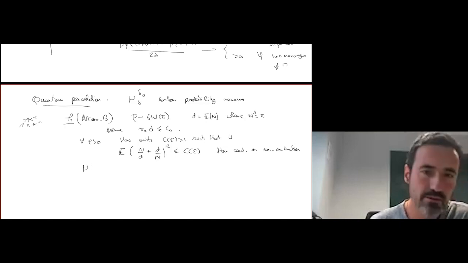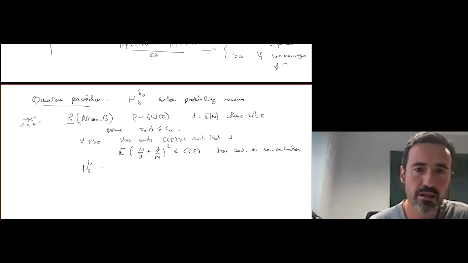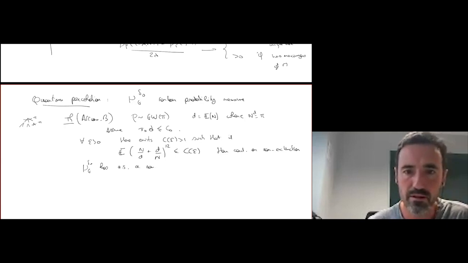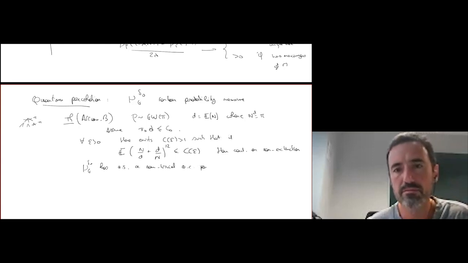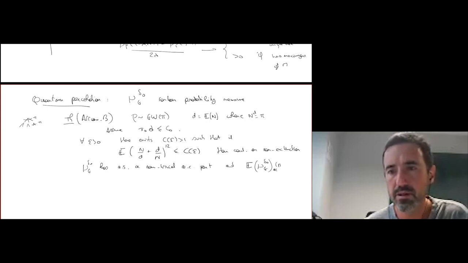mu G is almost surely a random measure with a non-trivial absolutely continuous component. And the expectation of the mass of the absolutely continuous part is at least 1 minus epsilon.